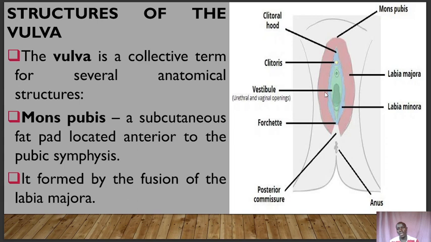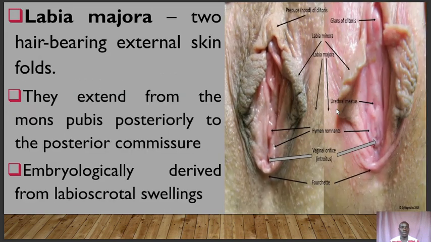Then the labia minora, they unite posteriorly here, forming the fourchette, and then the area between the vaginal opening and the anus, this is what we refer to as the perineum, guys. We had already indicated the labia majora, they are just skin folds and they extend from the mons pubis posteriorly.